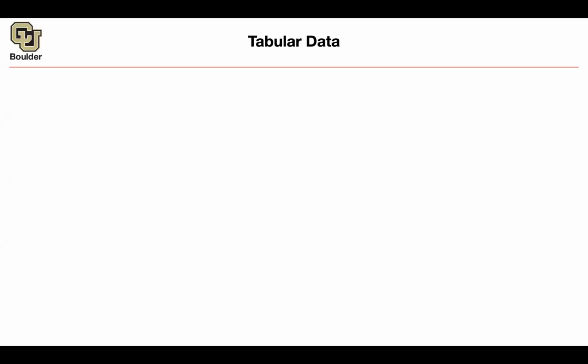So let's start with tabular data. This is usually the type of data that we are used to before moving towards more complex data like speech or images or text. But what is tabular data?